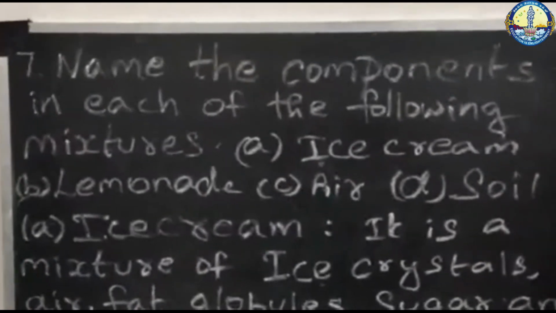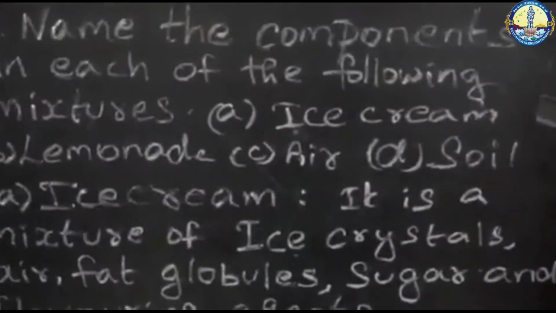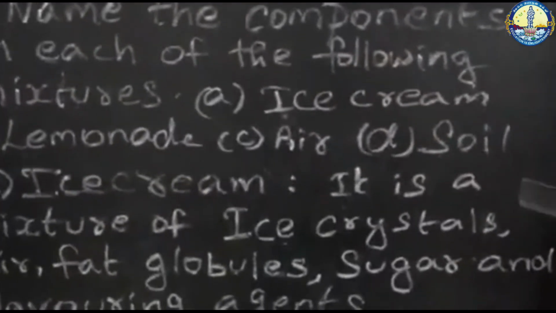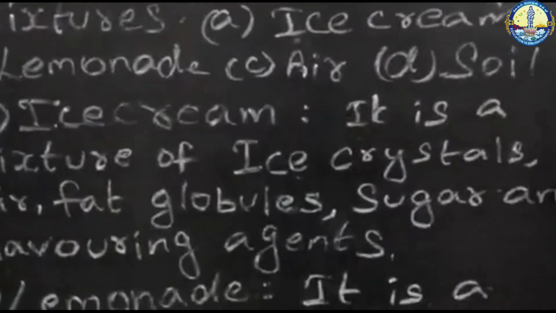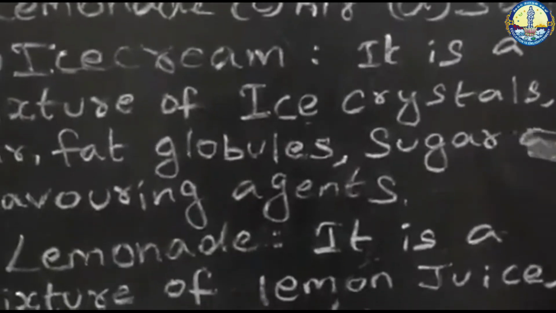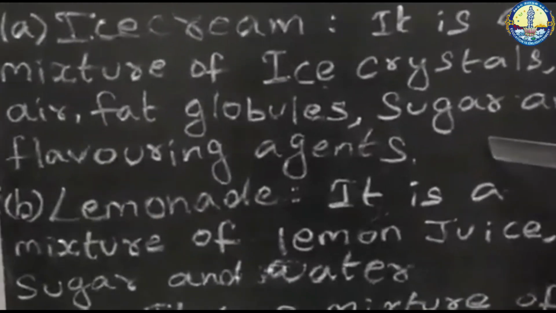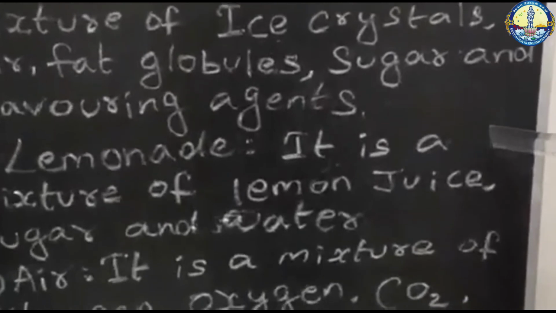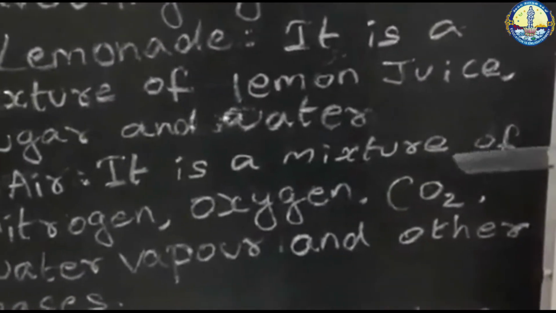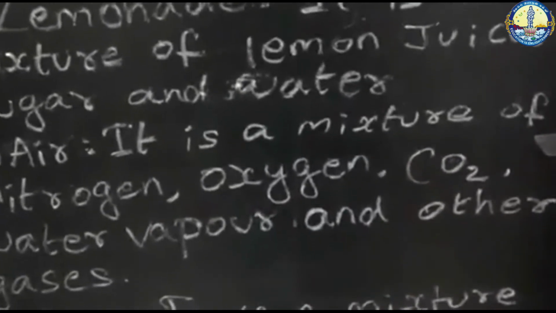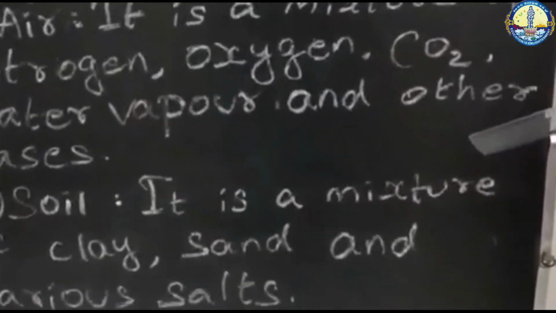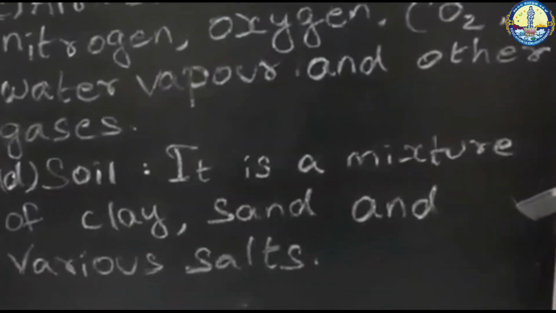Name the components in each of the following mixtures. A. Ice cream, B. Lemonade, C. Air, D. Soil. A. Ice cream. It is a mixture of ice crystals, air, fat globules, sugar and flavoring agents. Lemonade. It is a mixture of lemon juice, sugar and water. Air. It is a mixture of nitrogen, oxygen, carbon dioxide, water vapor and other gases. Soil. It is a mixture of clay, sand and various salts.